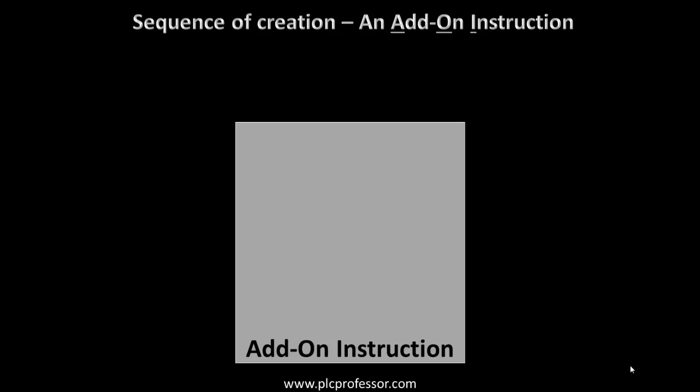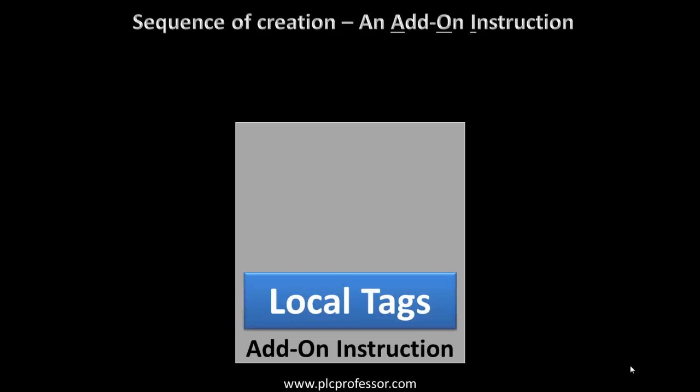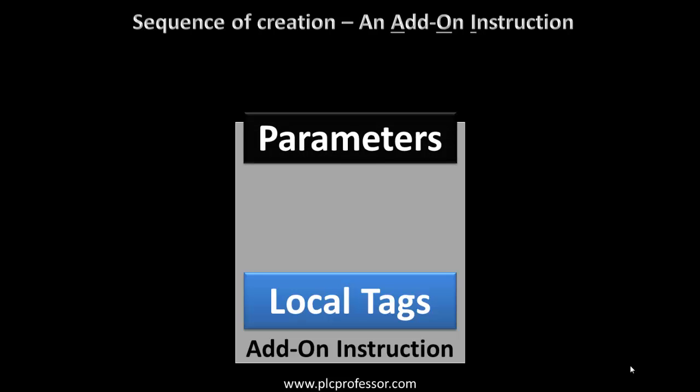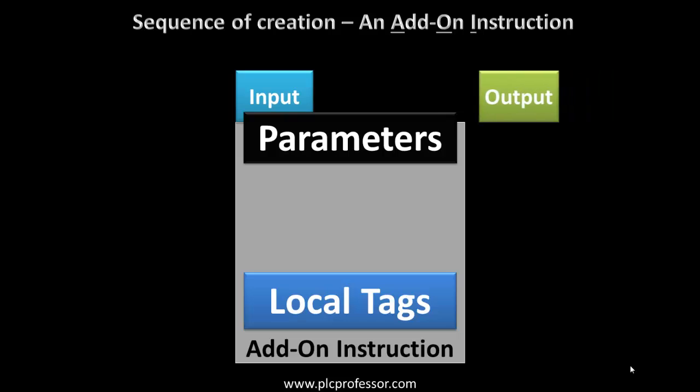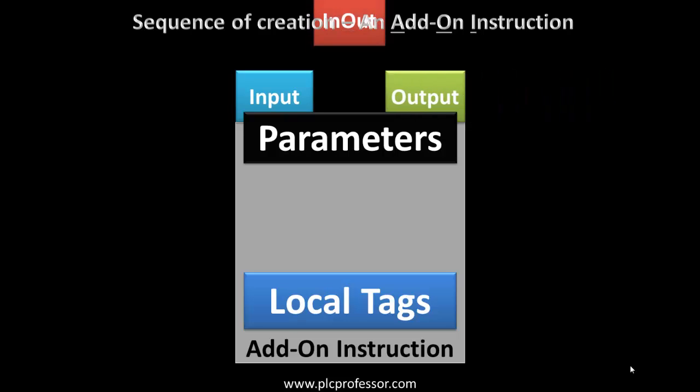The components of an add-on instruction are the local tags, which are accessible only by the code in the add-on instruction. These tags cannot be seen or accessed outside of the add-on instruction. The parameters, which are the data ports in and out of the instruction. The parameters are configured as input, output, or as in-out parameters. So you see that the parameters overlap between the add-on instruction and the outside world.